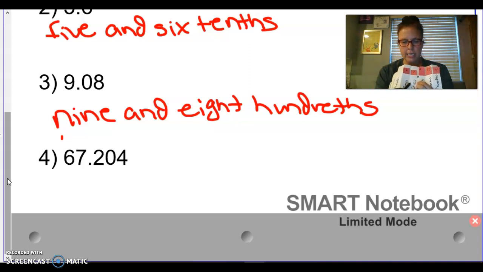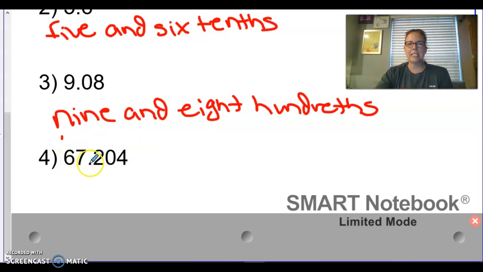So 67 and 204 thousandths, because it ends in the thousandths place. So I'm going to show you up here. 67 and 204 thousandths. So this is a big one.